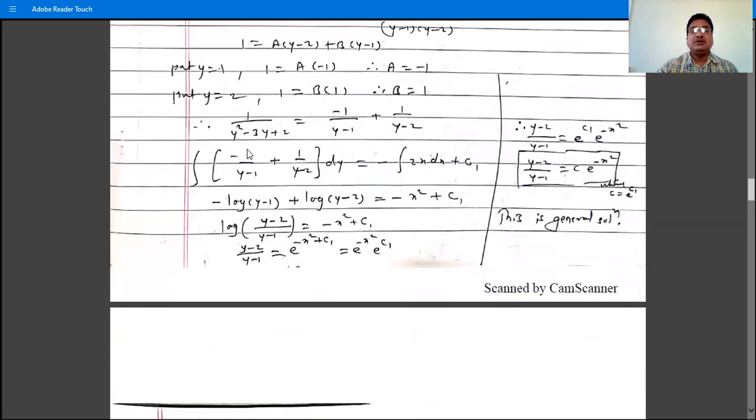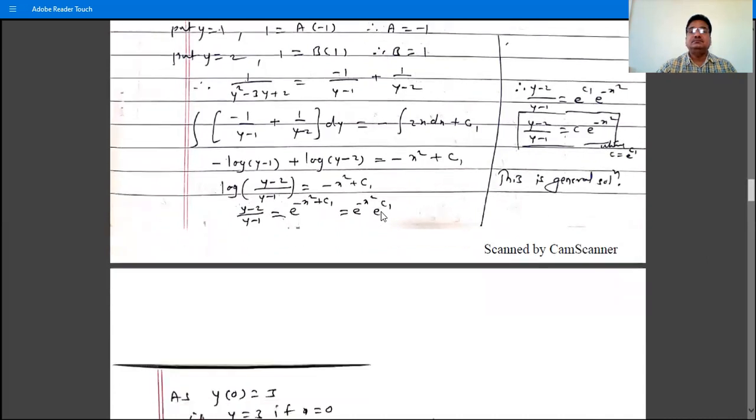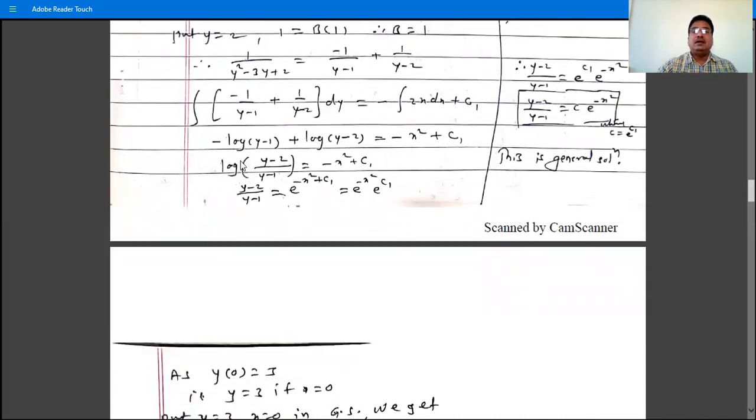And then integration of 1 by y minus 1 is log |y minus 1|. And integration of 1 by y minus 2 is log |y minus 2|. The right side is minus 2 times x square by 2, so minus x square plus C1. And then log a minus log b is log a by b. So log |y minus 2| divided by |y minus 1| is equal to minus x square plus C1.